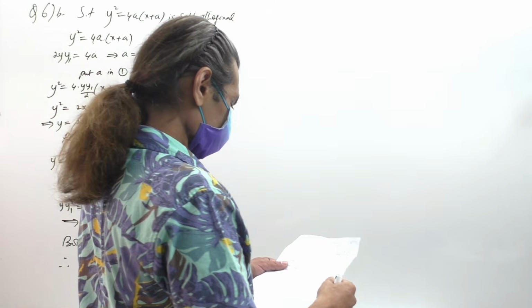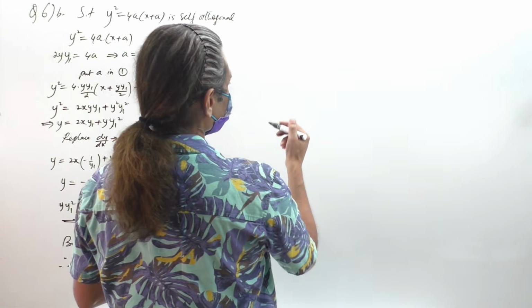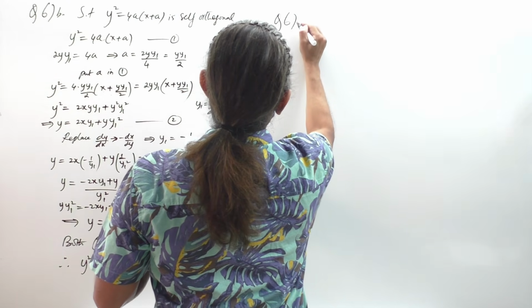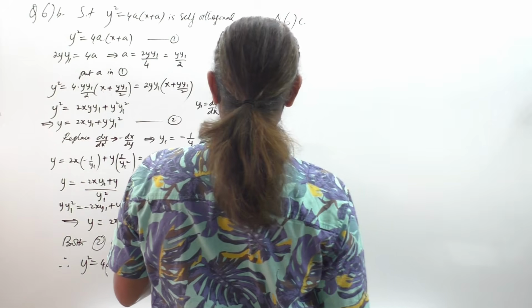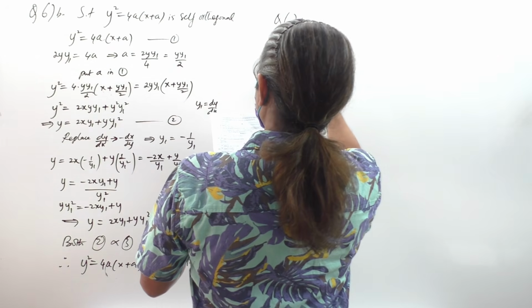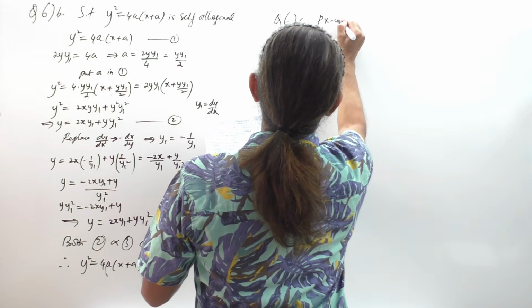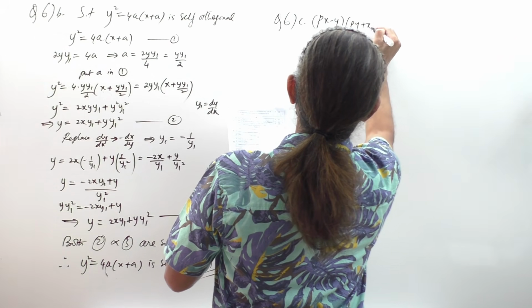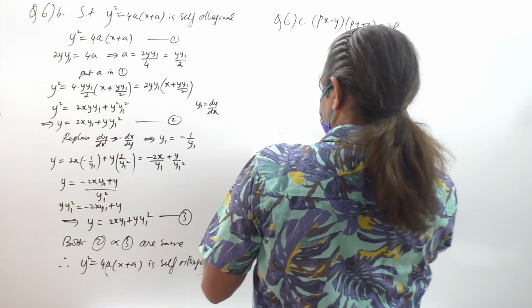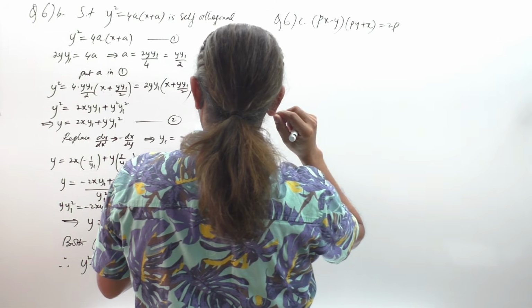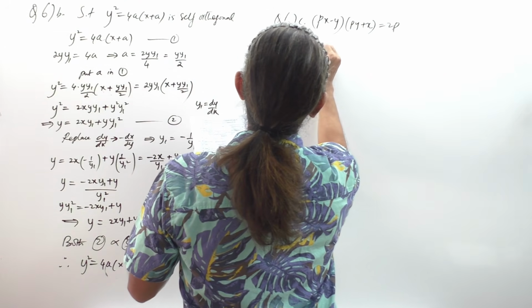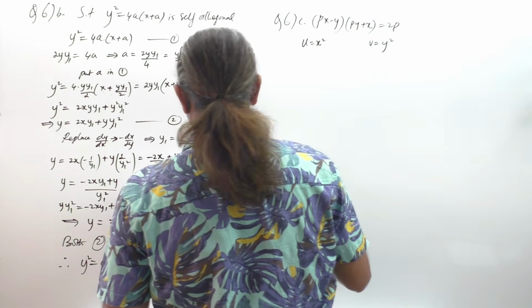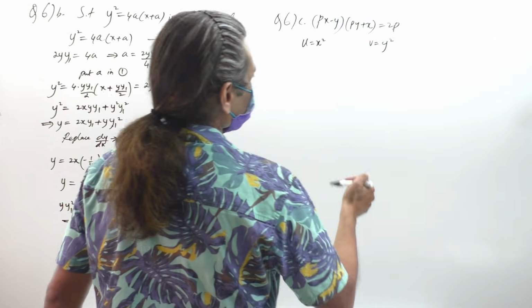Okay. The next problem here is now the question number 6c. Question 6c, very important question. They frequently ask this in examination. Many times they ask. Solve the equation that is px minus y into py plus x equals 2p by reducing to Clairaut's form, and you are using the substitutions u is equal to x square and v is equal to y square. Okay, so they again use x square, y square.